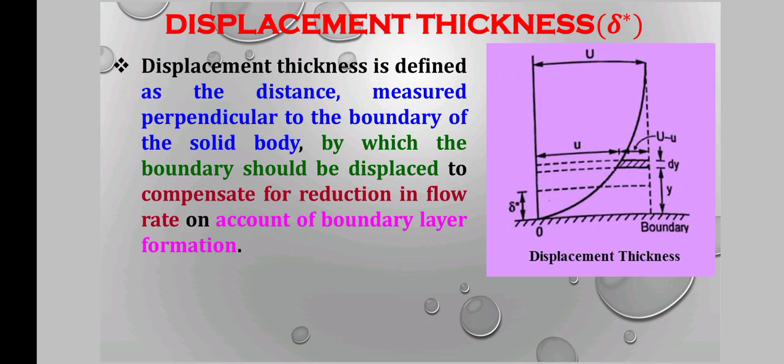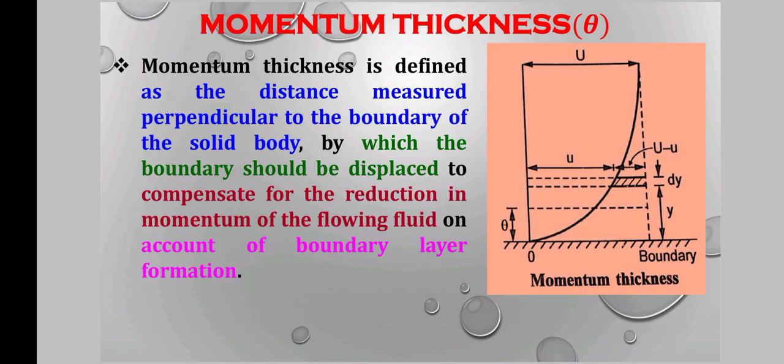The displacement thickness is defined as the distance measured perpendicular to the boundary of the solid body, by which the boundary would be displaced to compensate for the reduction in the flow rate on account of the boundary layer formation. Momentum thickness is defined as the distance measured perpendicular to the boundary of the solid body, by which the boundary should be displaced to compensate for the reduction in momentum of the flowing fluid on account of boundary layer formation.